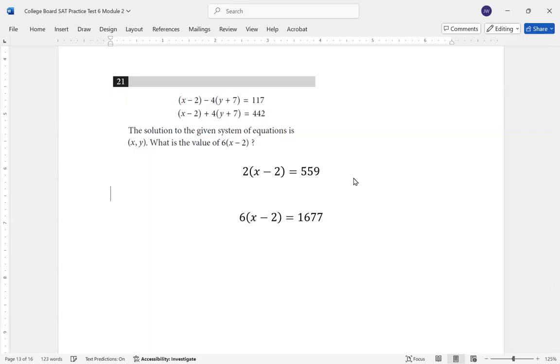If you wanted that intermediate step, we're taking 3 multiplied times 2 times x minus 2. 3 times 2 becomes 6. And then we're taking 3 times 559. And 3 times 559 comes out to 1,677. So 1,677 is the answer to problem 21.